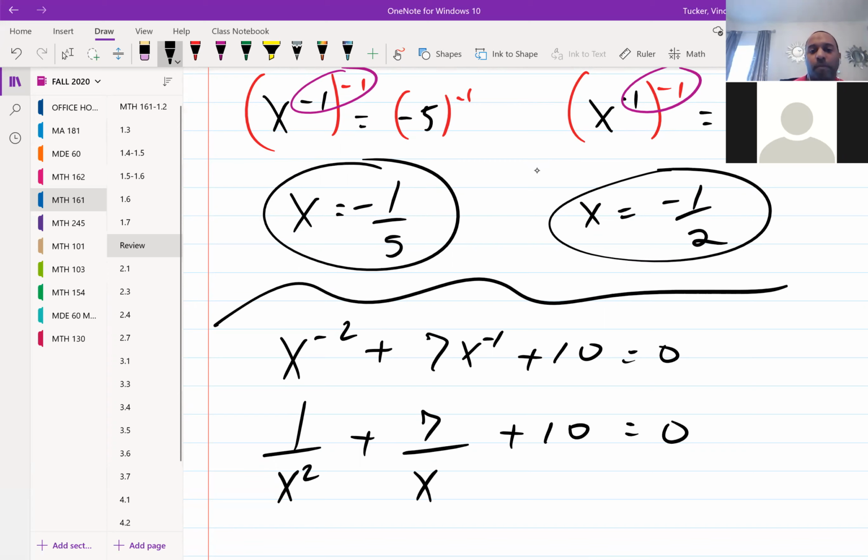See, I would have known that. Yeah, because remember we talked about in MDE 60 that in order for that negative exponent to be applied to the 7, you need parentheses. Other than that, the negative exponent is only applied to the x.